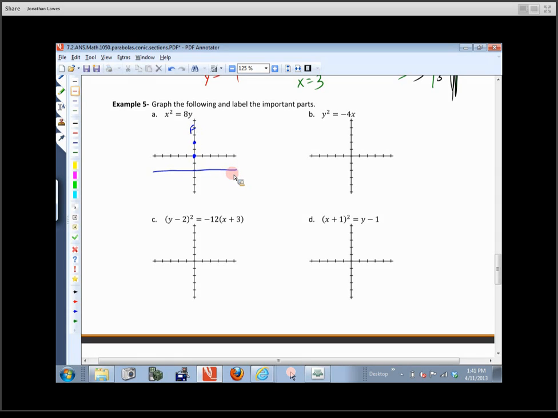I want to graph 2 other things on here, and then I've got everything I need to make the right shape. What else do I need to plot? The 2 endpoints of the latus rectum. How long is the whole latus rectum? 8. How far do I go either direction? 4. So 1, 2, 3, 4. You don't go from the origin, you go from the focus point. The latus rectum goes straight across the focus.